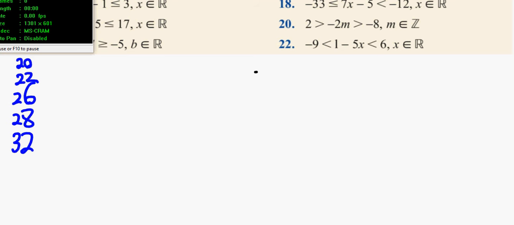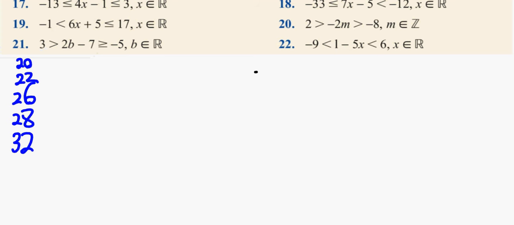And we're good. Right, so we're going to do 20, 22, 26, 28, and 32 and 33. Wonderful. All right, first thing: 2 is greater than minus 2m, which in turn is greater than minus 8.